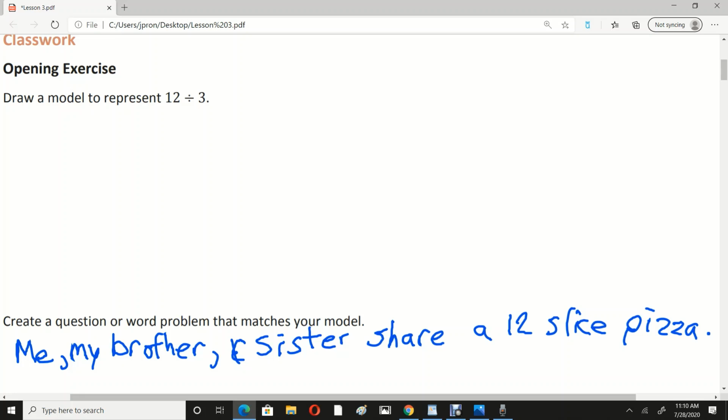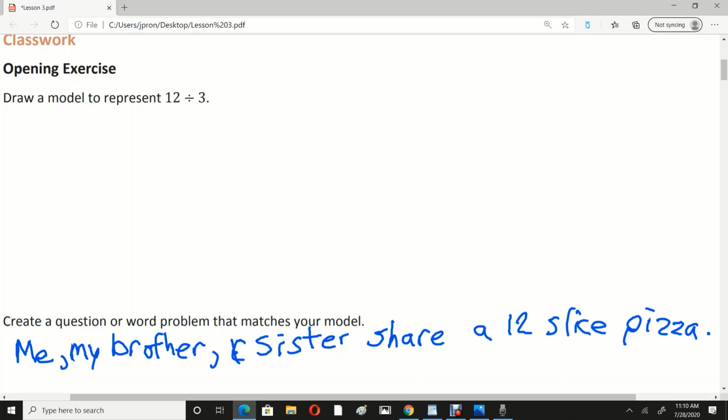All right, so we're back. Those were all some great examples. Y'all have some wonderful ideas. I really like the one about the egg carton, but I wanted to share my idea with you here. In my example, I created a story where me, my brother, and my sister share a 12-slice pizza.